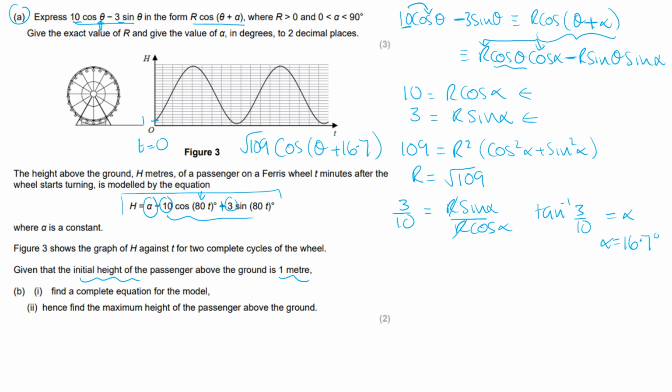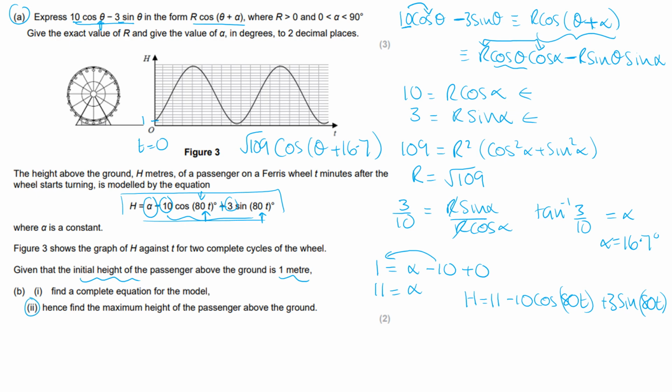So I'm going to leave it in this form to start with and feed in that h is equal to 1 when t is equal to 0. So we're going to have the alpha, and then if t is equal to 0, cos of 0 will be 1, so it'll be alpha minus 10, but when t is equal to 0, sine 0 is 0, and times by 3 will still be 0. So taking that minus 10 across, we're going to get that 11 is equal to alpha. So for part 1, making an equation, we've got that h is equal to 11 minus 10 cos of 80t plus 3 sine of 80t.